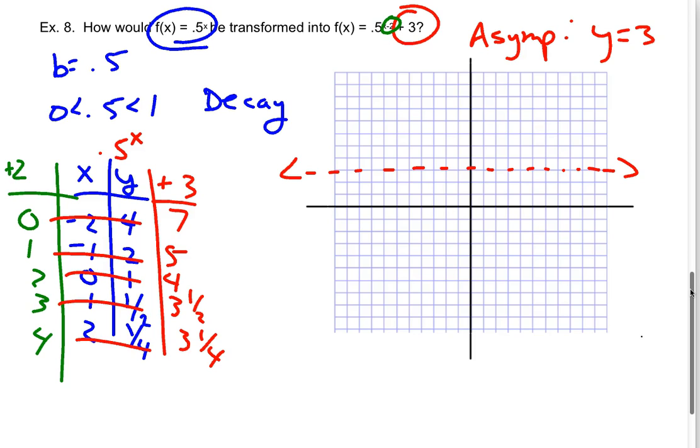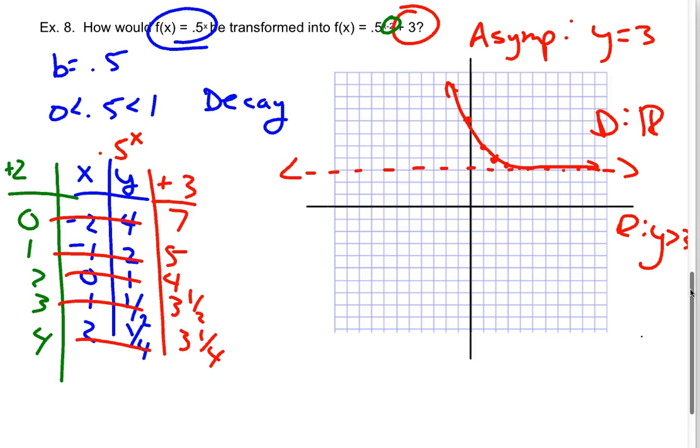And then I plot those points. 0, 7, 1, 5, 2, 4, and you can see we are then moving to the asymptote. Draw it in. There you have it. Okay, domain, all reals. Range, y is greater than 3.